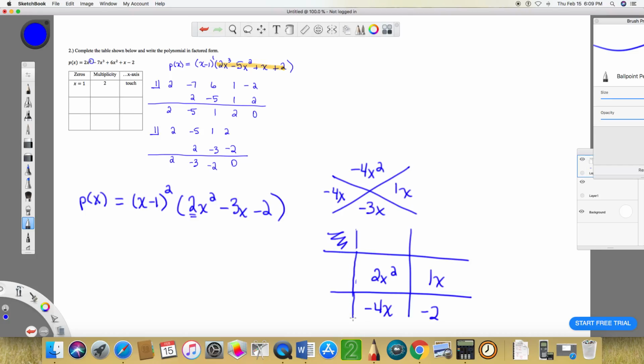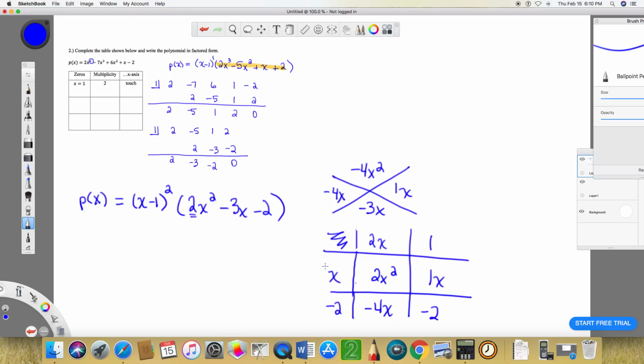I don't know why that's erasing. Here, both of these are divisible by negative 2. These are relatively prime, so we've got a 1. These are both divisible by x. These are both even numbers and divisible by x.